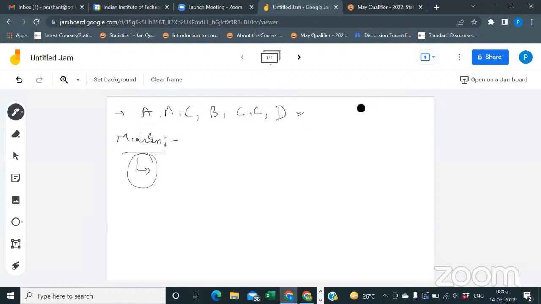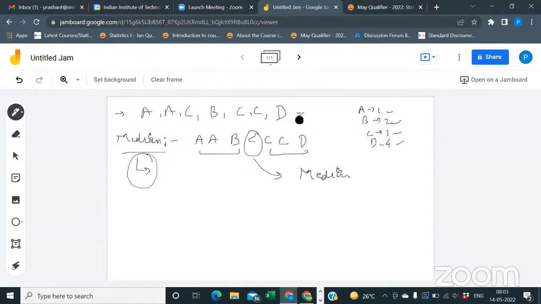Suppose I'm rating A as 1, B as 2, C as 3, D as 4. This is for ranking. So what will be the ascending order? A, B, B, C, C, C, C, C, D, D. What is the median? The median is C, the middle-most value. Yes, C will be the median.